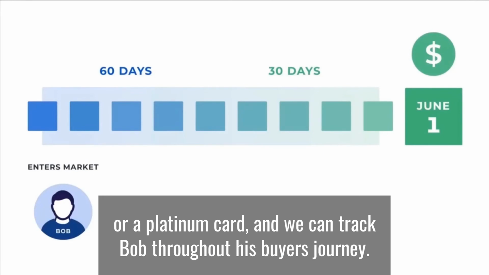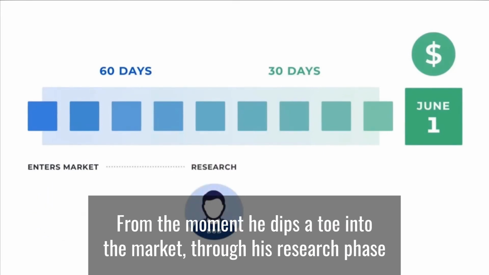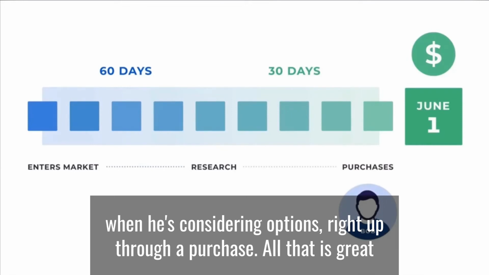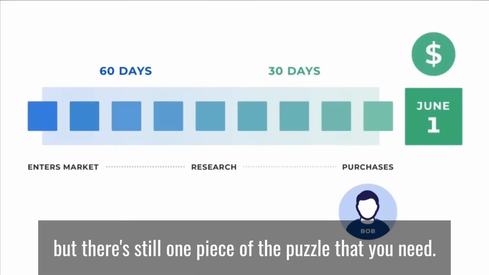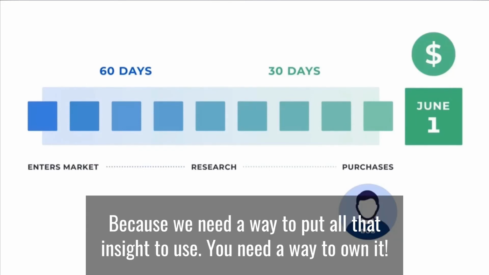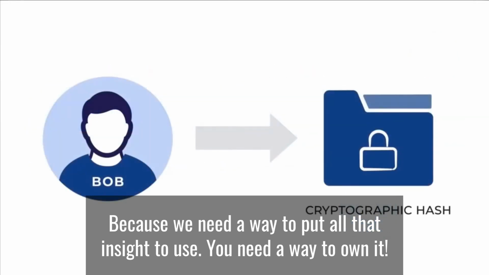And we can track Bob throughout his buyer's journey, from the moment he dips a toe into the market, through his research phase when he's considering options, right up through a purchase. All that is great, and it's remarkably powerful. But there's still one piece of the puzzle that you need, because we need a way to put all that insight to use. You need a way to own it.